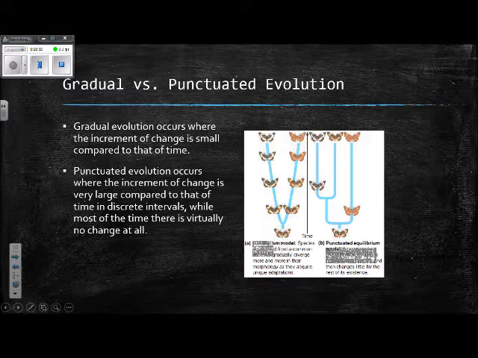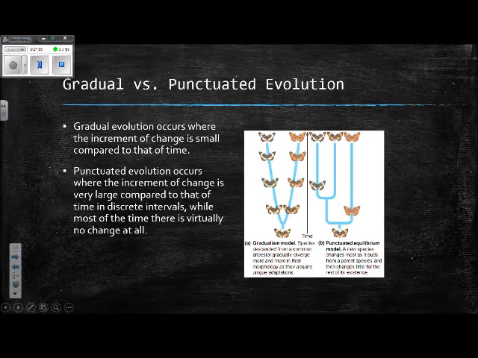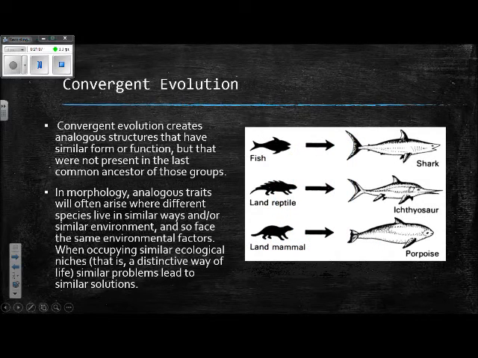Okay, we kind of talked about gradual and punctuated equilibrium last time. Gradual evolution occurs where there's incremental change small in comparison to time, so things just kind of gradually change. Punctuated evolution is where incremental change is very large, so that the time is just in discrete intervals, while most of the time there's virtually no change at all. So things just kind of jump. When we're looking at evolutionary time, changes happen almost instantly.